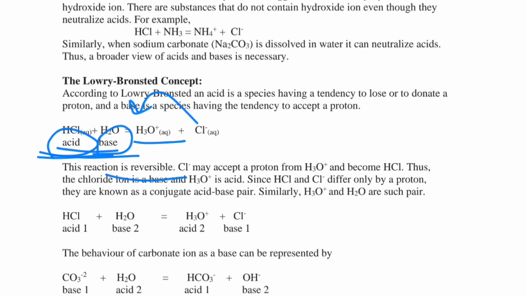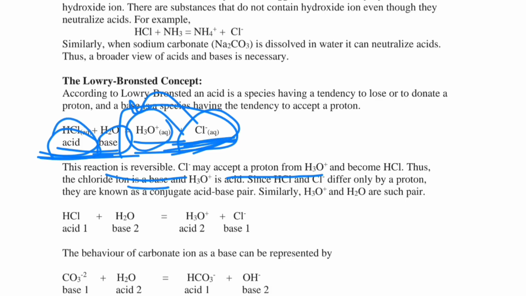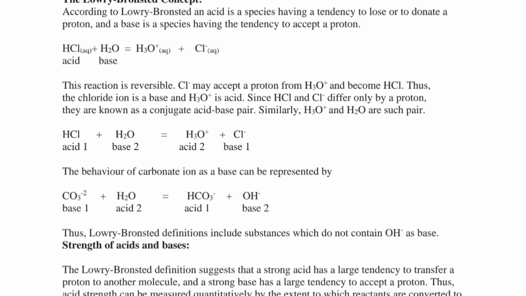This reaction is reversible. Cl- may accept a proton from H3O+ and become HCl. Thus, the chloride ion is a base. This is the conjugate base of the acid HCl, and H3O+ is the conjugate acid of the base H2O. Since HCl and Cl- differ only by a proton, they are known as a conjugate acid-base pair. You can see here.